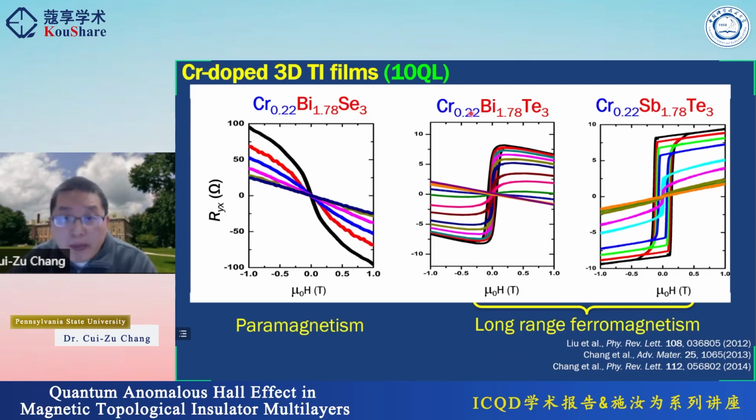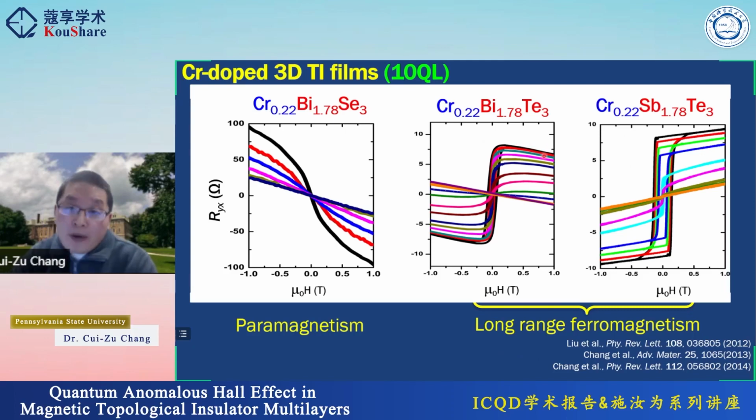But for chromium-doped bismuth telluride and chromium-doped antimony telluride, at low temperature, there is ferromagnetic hysteresis. Compared to the chromium-doped bismuth telluride, this one is more squared. That's the reason we choose chromium-doped antimony telluride as the parent material for the realization of the quantum anomalous Hall effect. And the good news here is we can see that at high magnetic field, this slope is positive and this slope is negative, meaning the carrier here is p-doped and the carrier here is n-doped.